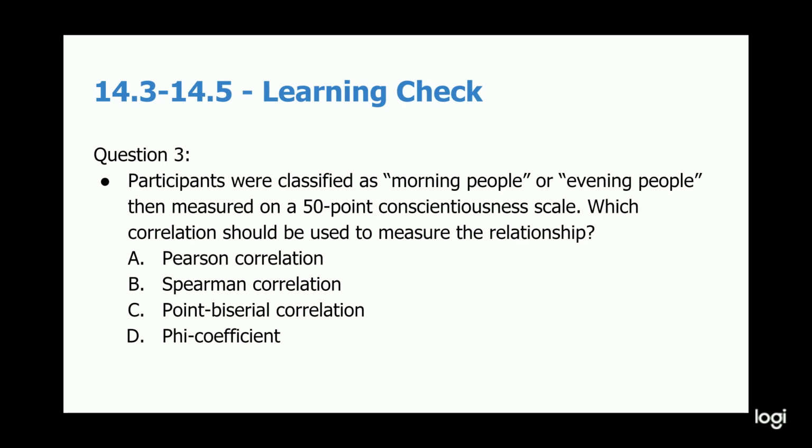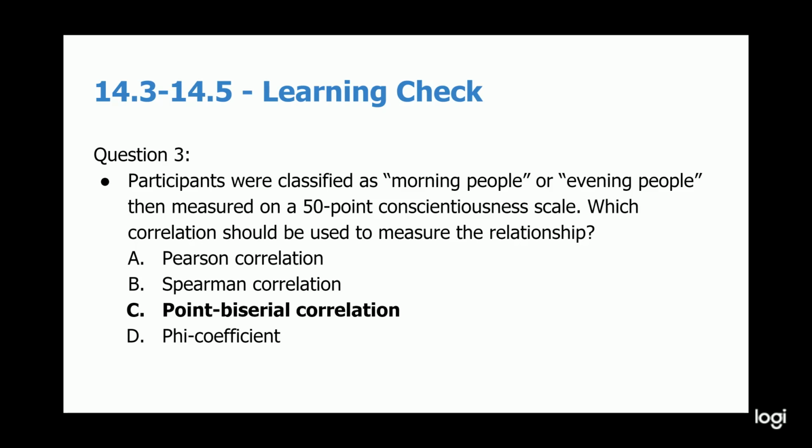Is it the Spearman, the Pearson, Point-Biserial, or phi coefficient? If you said Point-Biserial, you are right. Again, not all variables are dichotomous here. This conscientiousness scale is 50 points. It could be interval if it doesn't have a 0. It could be ratio if it does have a 0. Strange that a person would be 0 in conscientiousness, but who knows?